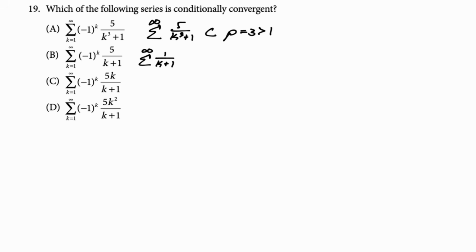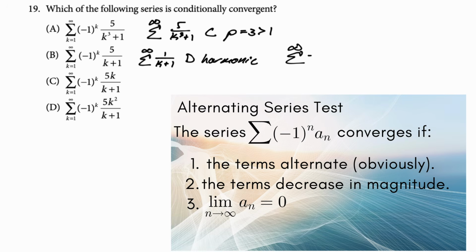For B, we're going to first take a look at the absolute value, right? So the absolute value should really be 5 over k plus 1. This is essentially the harmonic series. It's a little shifted, but it's harmonic, so this will diverge, and my reasoning is that it's harmonic. So this has a chance to be conditionally convergent. Now I want to look at the original series when it's alternating. I see that we have alternating, the terms decrease in magnitude, they have a limit of 0. This converges by the alternating series test.